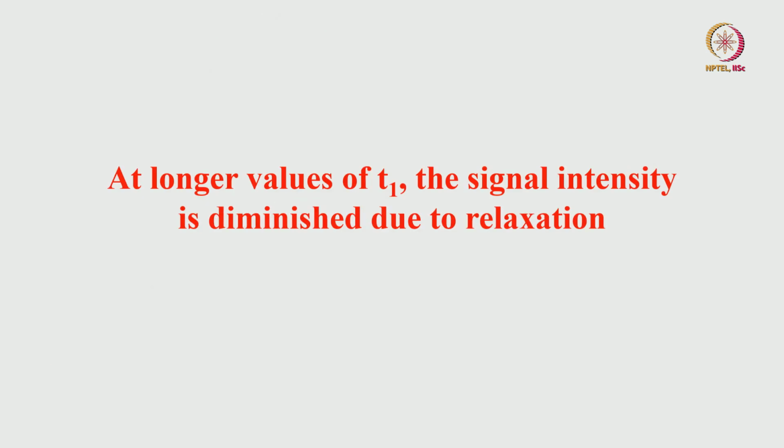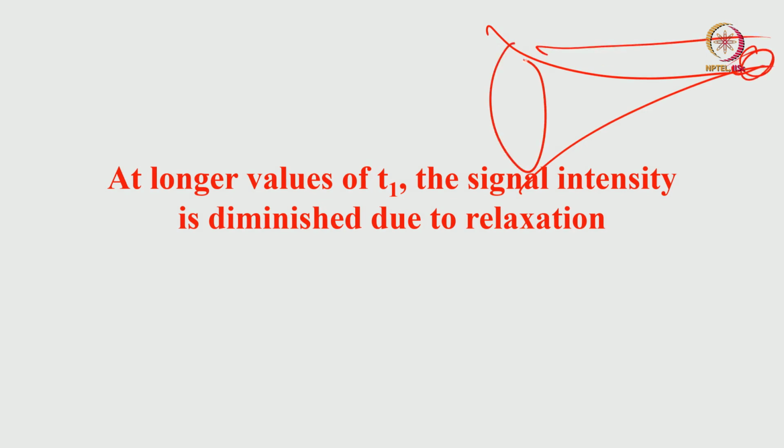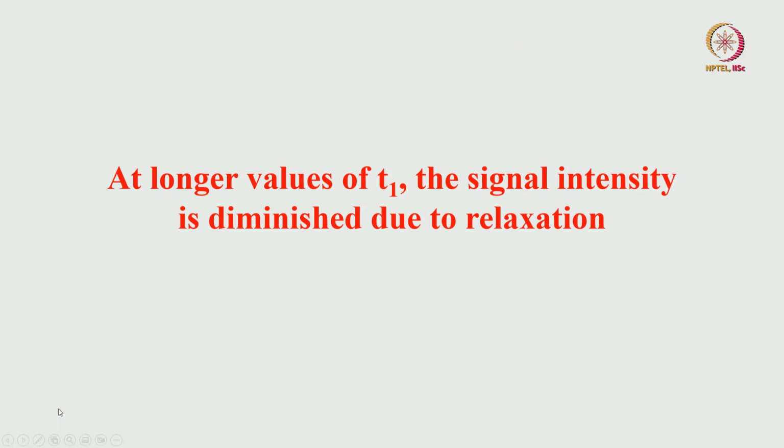At longer times, what will happen? The signal intensity completely diminishes. Why? Because it is also relaxing. It oscillates, and at the same time decays exponentially. The decay is there because of relaxation. So as you keep waiting for longer values of t1, the signal intensity becomes 0. That is what we saw in the FID. Keep collecting, and after a long time there won't be any signal at all. The maximum signal is during this period and keeps decreasing with time. So after a long time, there won't be any signal, completely diminished.